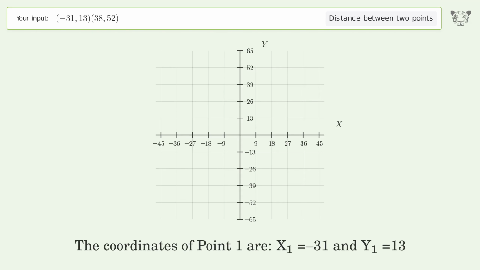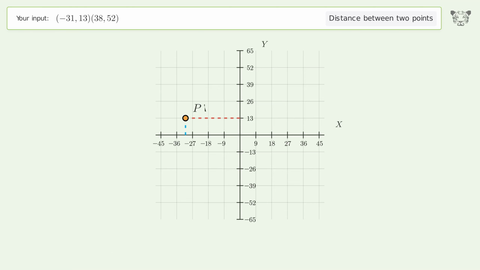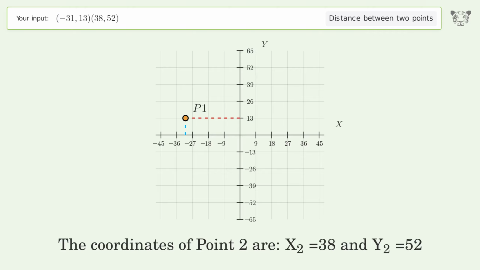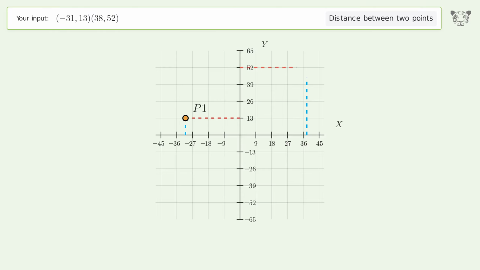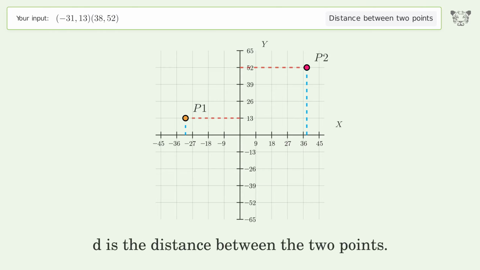The coordinates of point 1 are x1 equals -31 and y1 equals 13. The coordinates of point 2 are x2 equals 38 and y2 equals 52. D is the distance between the 2 points.